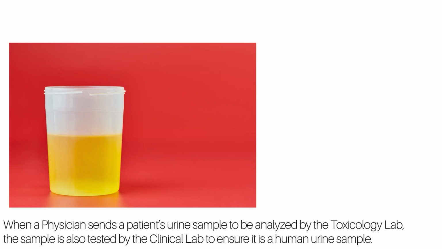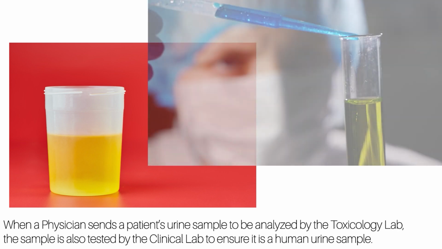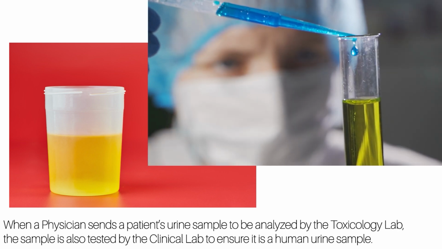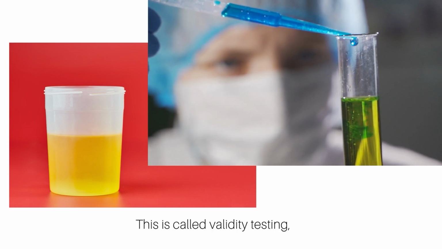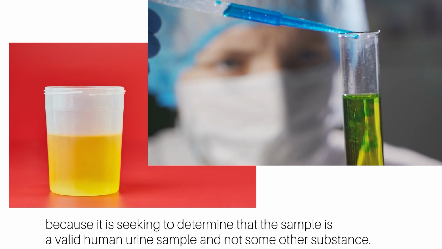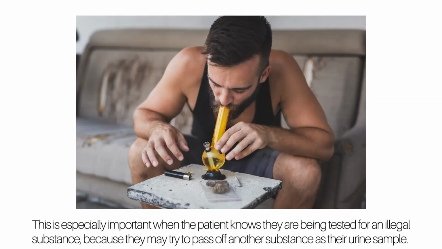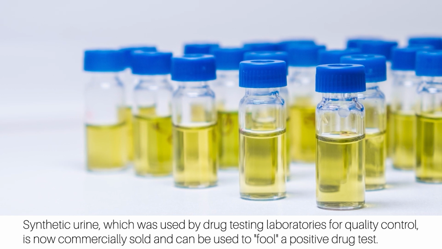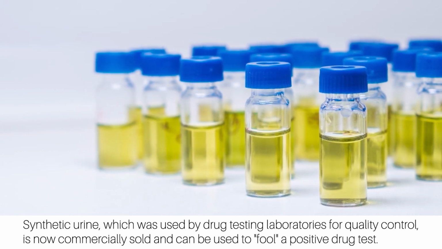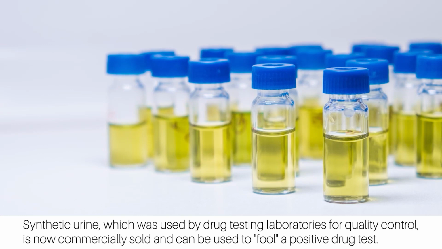When a physician sends a patient's urine sample to be analyzed in the toxicology lab, the sample is also tested by the clinical lab to ensure it is a human urine sample. This is called validity testing, because it is seeking to determine that the sample is a valid human urine sample and not some other substance. This is especially important when the patient knows they are being tested for an illegal substance, because they may try to pass off another substance as their urine sample. Synthetic urine, which was used by drug testing laboratories for quality control, is now commercially sold and can be used to fool a positive drug test.